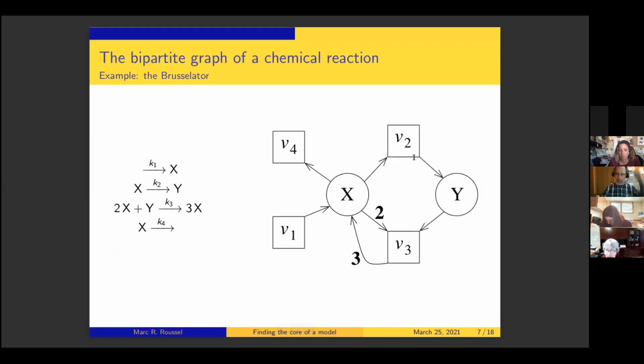Okay, so I've got a question. I'm by no means an expert, but is this somehow related to chemical reaction network theory? Because this is something that I've heard about, so I'm just trying to make a mental connection.